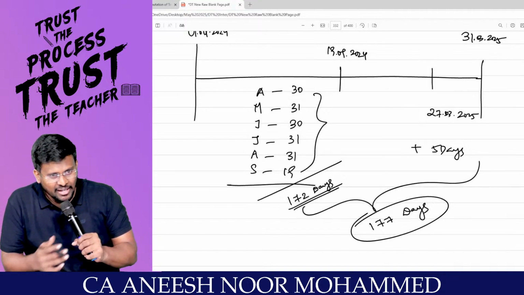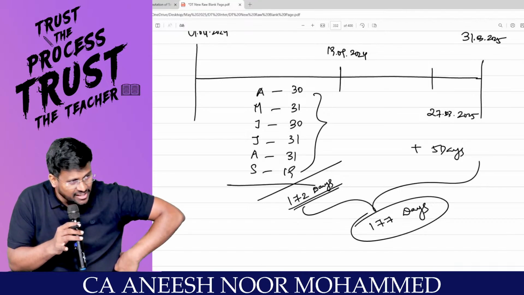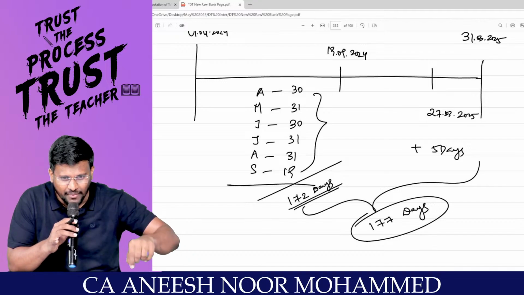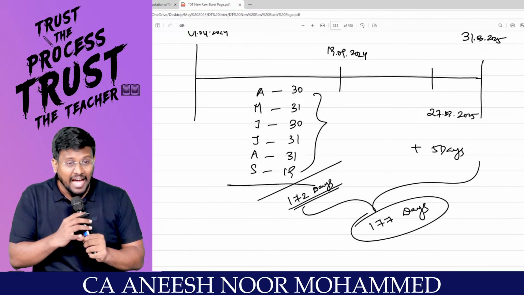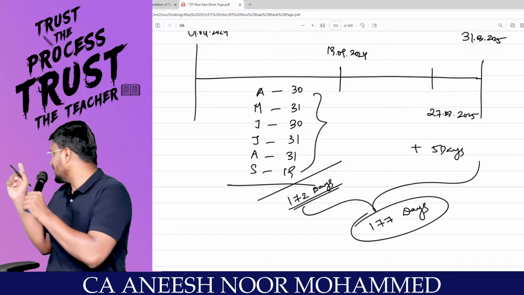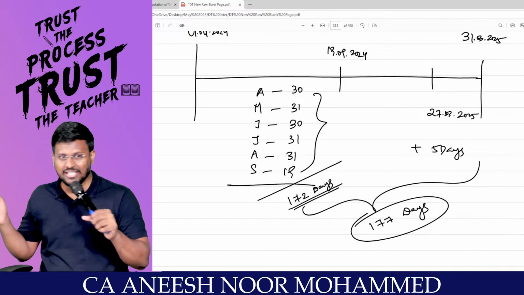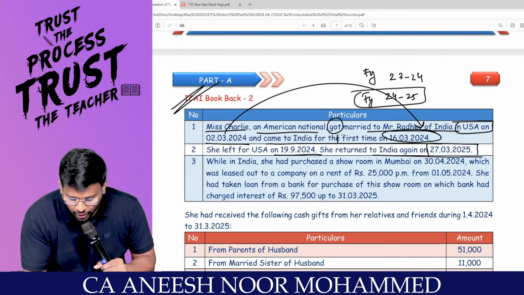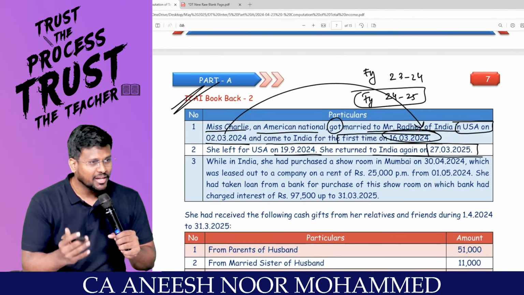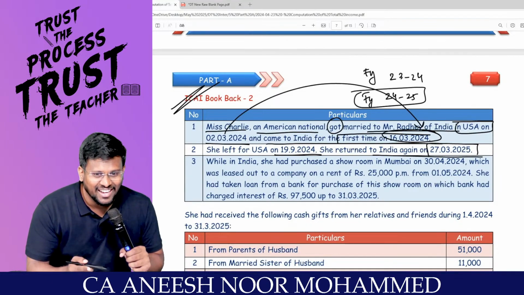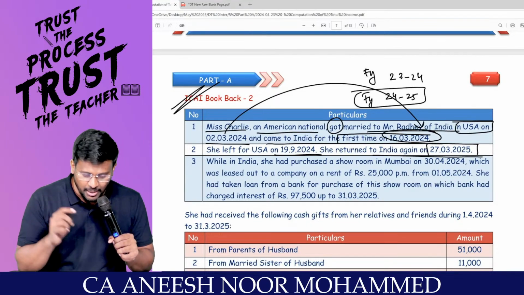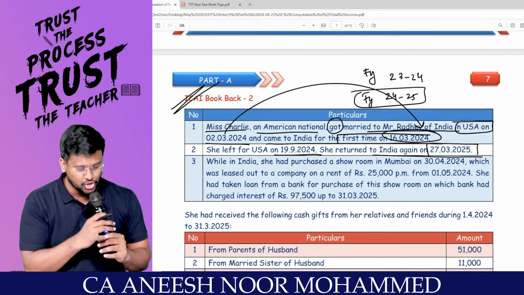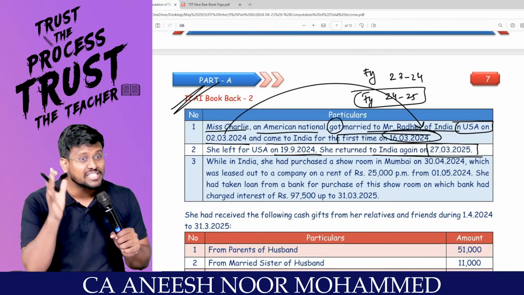Then the only way is the second basic condition. The assessee should be in India for at least 60 days during the relevant previous year, and 365 days in the 4 immediately preceding previous years. Right, sir? She is coming to India for the first time. That means in the last 4 immediately preceding previous years, she was in India for less than 365 days. That means she is a non-resident.